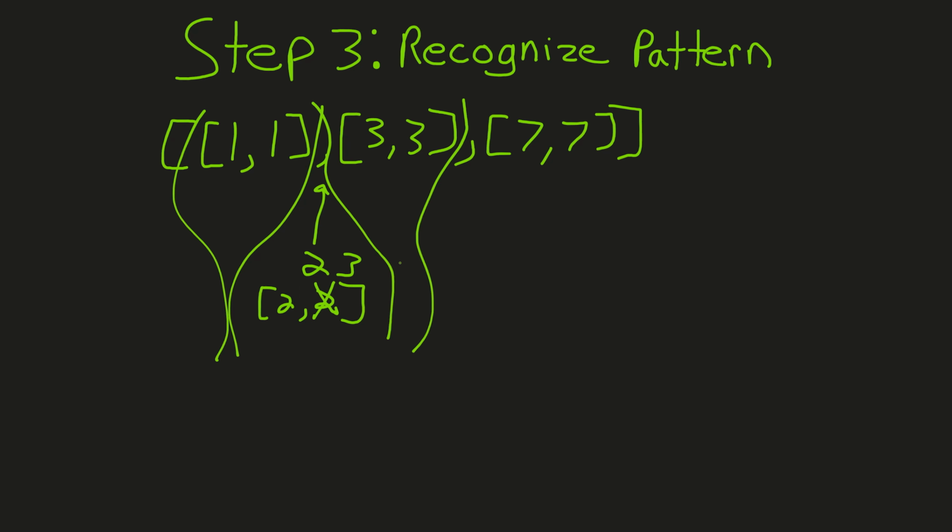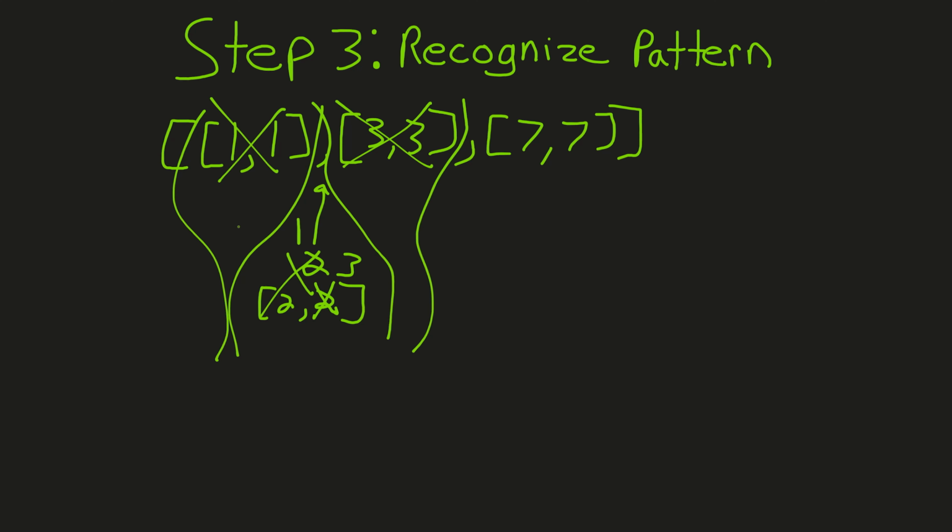Which is lower, 1, 1 or 2, 3? Well, 1 is less than 2. So then what we could do is change this to 1, 3, and then we would just need to delete both of these intervals.